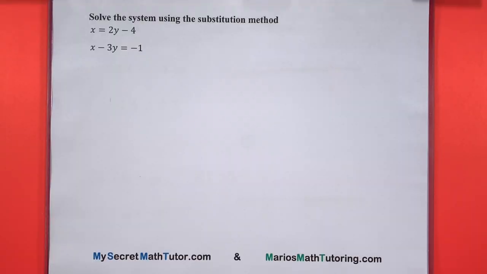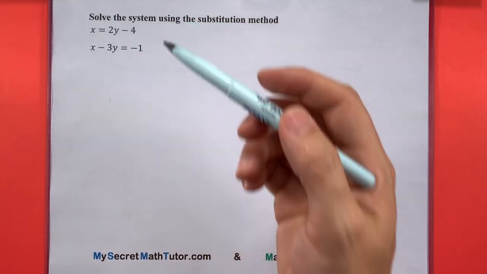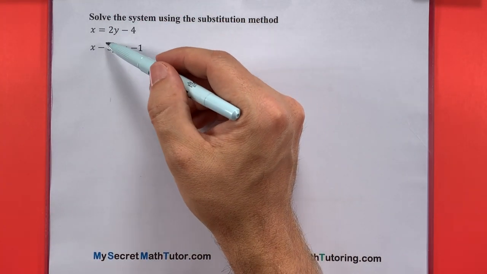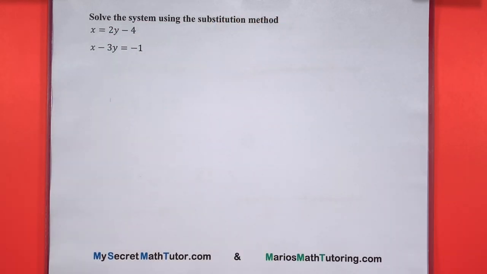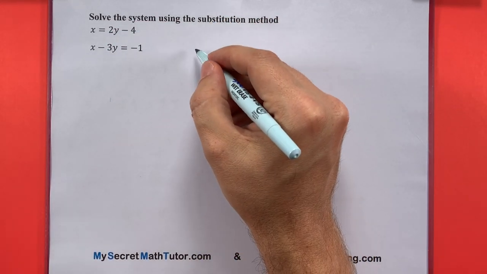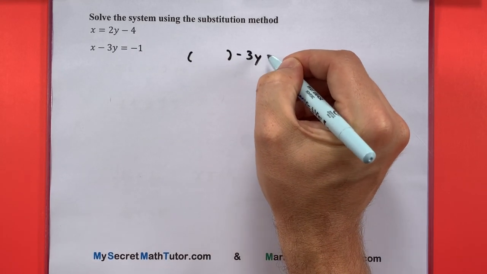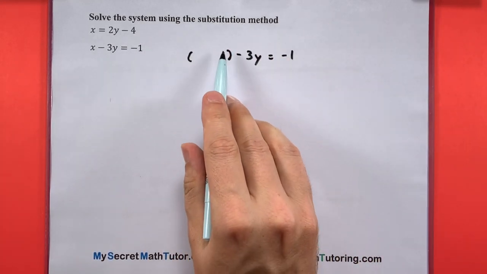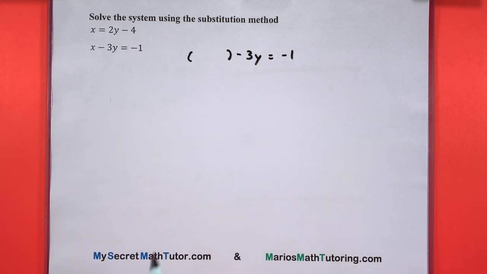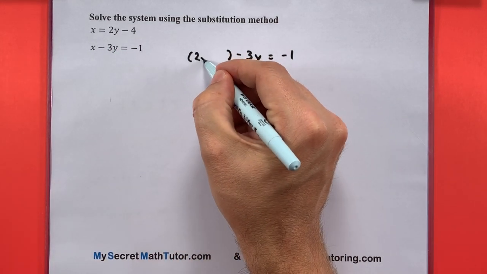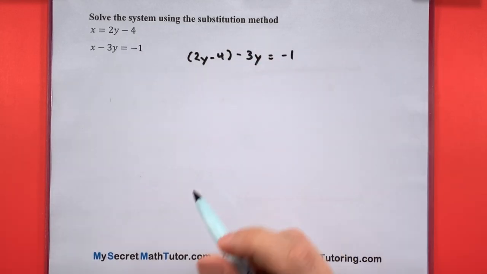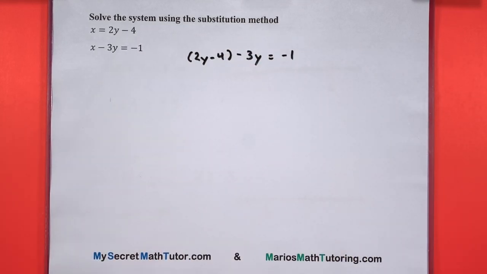For this problem, we want to solve a system of equations using the substitution method. The idea is that we already have the first equation solved for x, so I can take what it's equal to and put it in the second equation. Watch how this goes. The second equation is x minus 3y equals negative 1. But instead of putting that x there, since the first one is already solved for x, we will put what it's equal to. So I've replaced x with 2y minus 4.